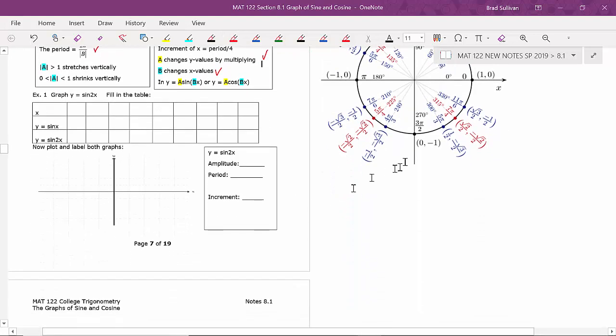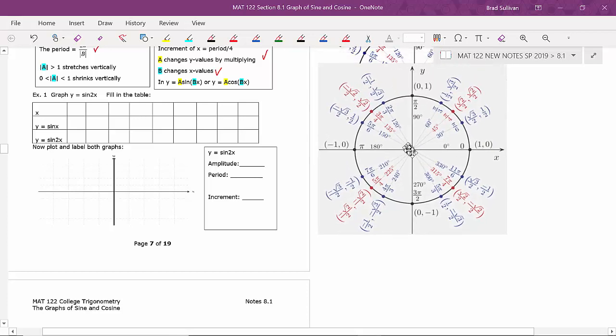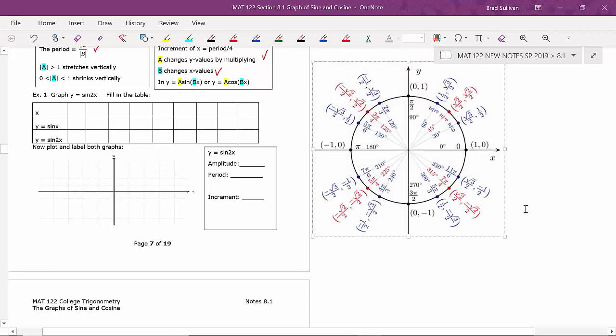Okay, so I'm going to go down this example 1, and we're going to crunch these out in a certain way. You may not have enough room on your handout to write all this, but if you don't, that's okay. So we're going to start with looking at the y equals sine of x graph.